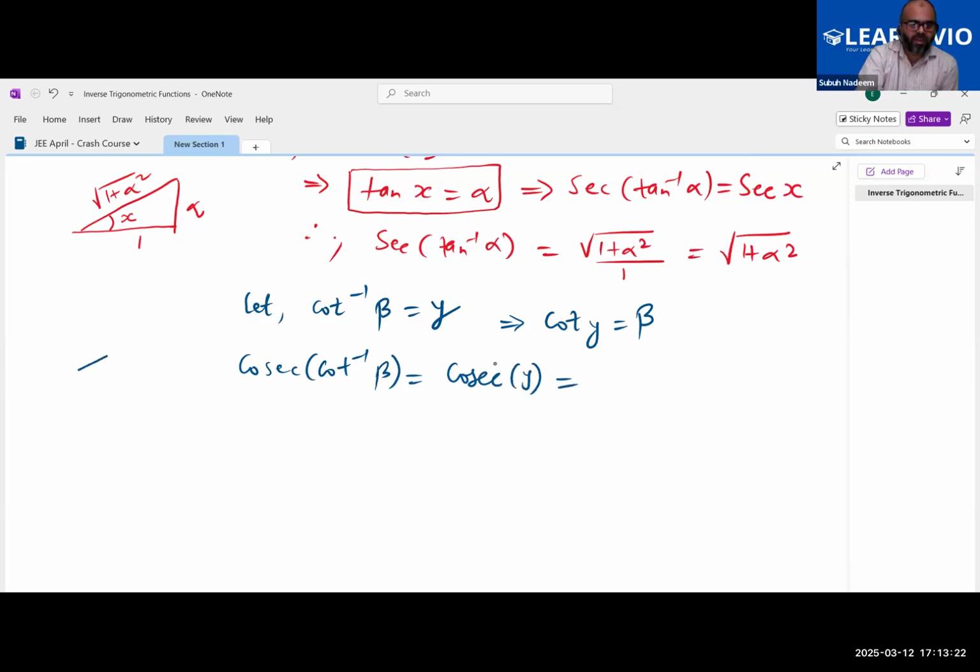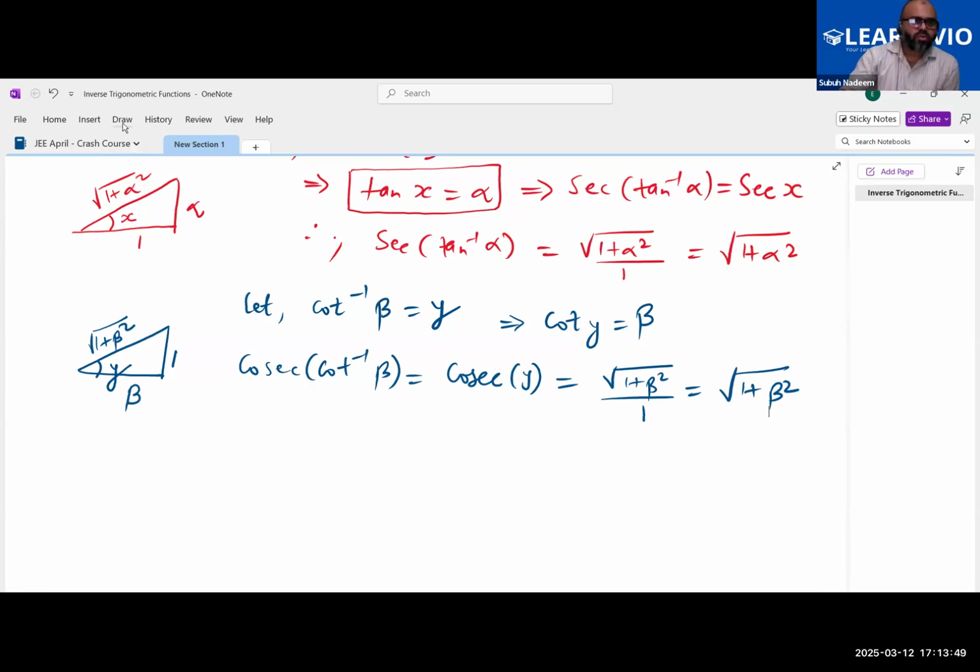Again we make a triangle, and in this triangle this angle is y, the base is beta and the perpendicular is 1, because b by p is cot, and the hypotenuse is root over 1 plus beta square. So what is cosec y? Hypotenuse by perpendicular, so root over 1 plus beta square by 1, which is equal to root over 1 plus beta square.